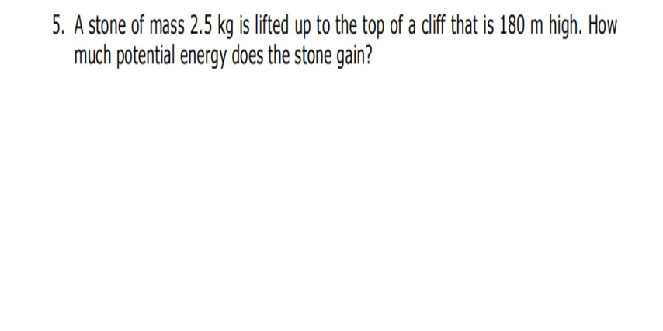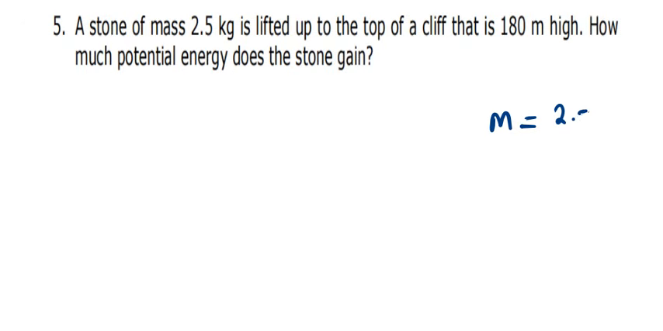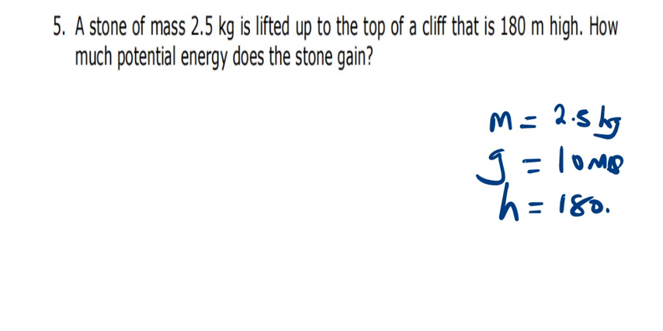Now number 5, we're told that a stone of mass 2.5 kg is lifted up to the top of a cliff that is 180 meters high. How much potential energy does the stone gain? Okay, so we're talking about potential energy. What will be the gain in potential energy? What have we been given? We've been given the mass, 2.5 kg. What other thing have we been given? Acceleration due to gravity, okay, we can just say 10 meters per second squared. What about the height? The height is 180 meters.